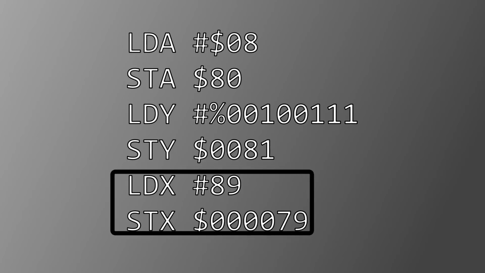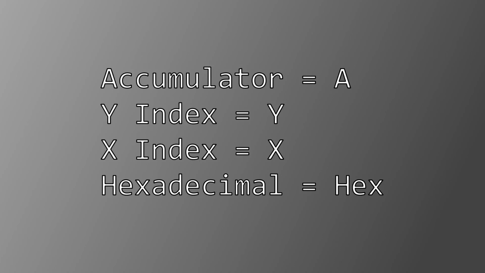Last it loads 89 decimal into the X index, and stores the X index into 000079. Don't worry if you don't get all of this, as these instructions will be explained again when they show up. You can always watch some parts of these videos again if you don't understand something. In this video I use the full names of everything. For future episodes, I'll be using the following abbreviations. The accumulator will be A, the Y index will be Y, the X index will be X, and hexadecimal will be just hex. Good job!